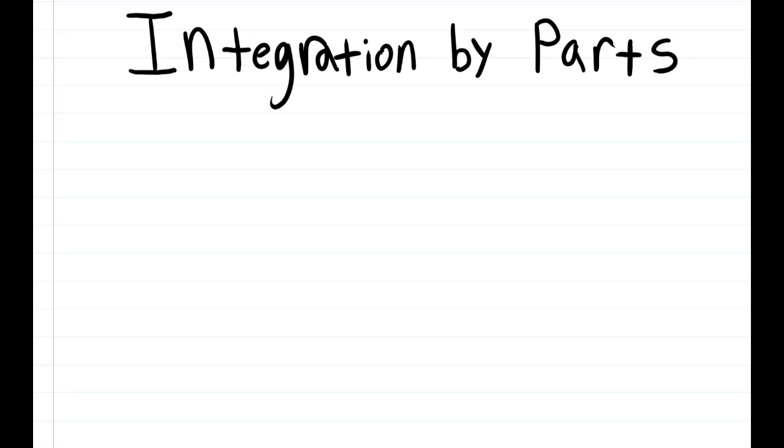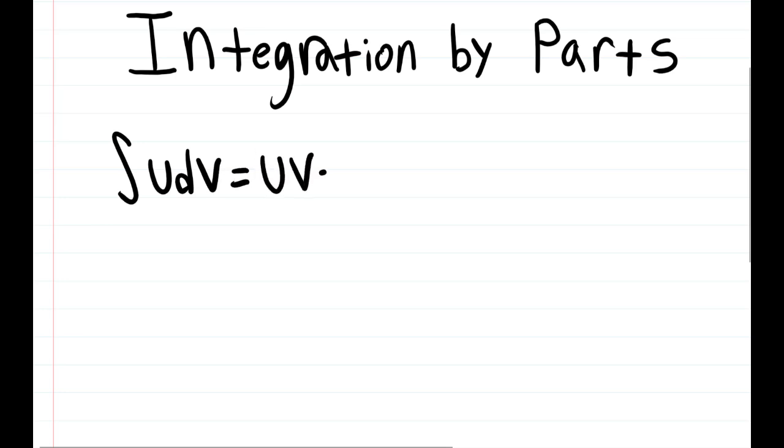Let's write the formula for integration by parts. The integral of u dv is equal to uv minus the integral of v du. And if we analyze this, we can tell we have two distinct variables. We have u and we have dv.